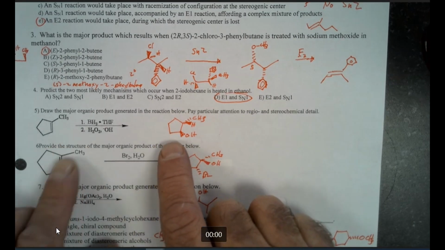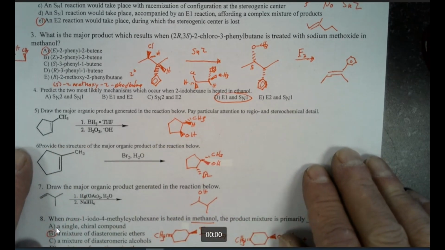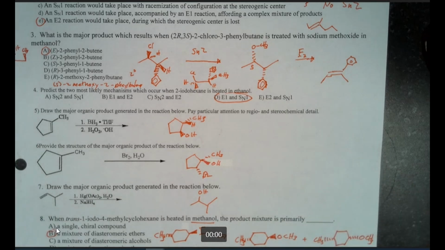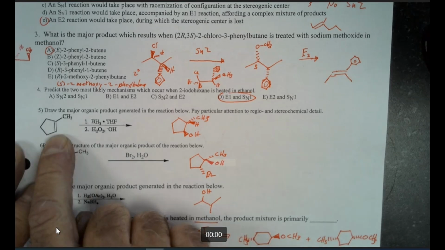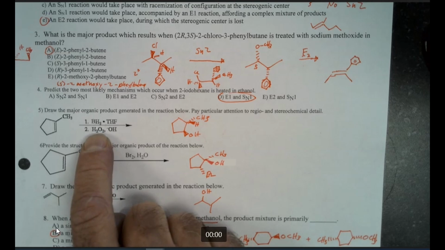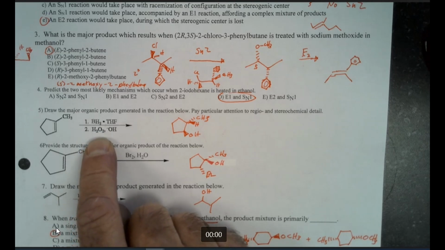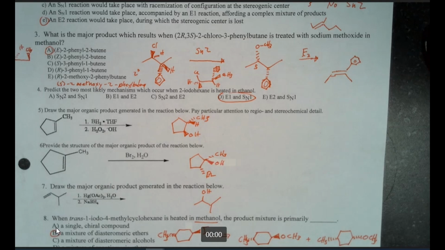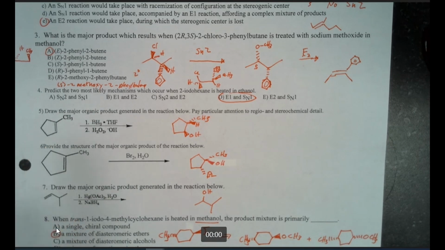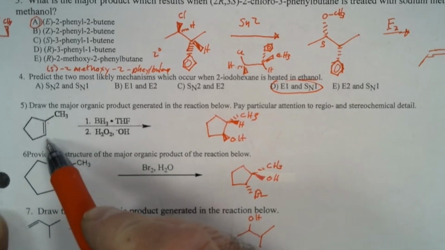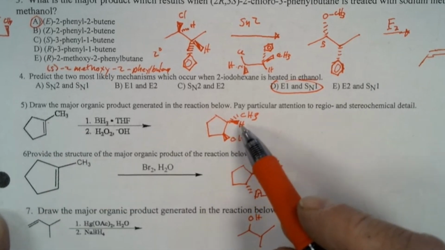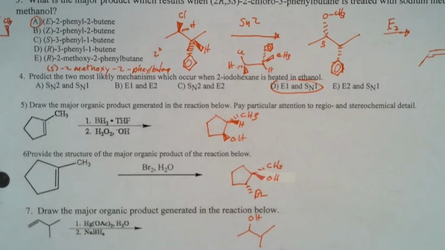Draw the major organic product that is generated in the reaction below. Pay particular attention to regio- and stereochemical details. Here's our alkene. This is hydroboration. What we know about this is it's anti-Markovnikov and it's syn addition. It's virtually hydration of a double bond, and hydration of a double bond gives us an alcohol. Markovnikov puts the OH here. This is anti-Markovnikov, so we want to put the OH there. And the OH and the new hydrogen add to the same face of the ring.